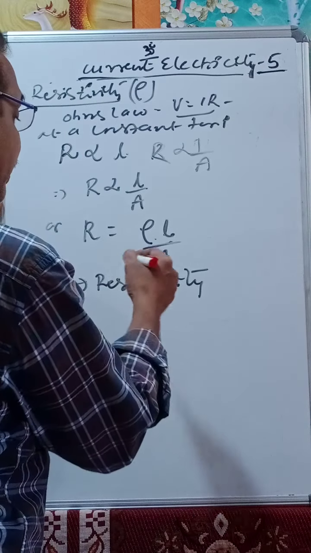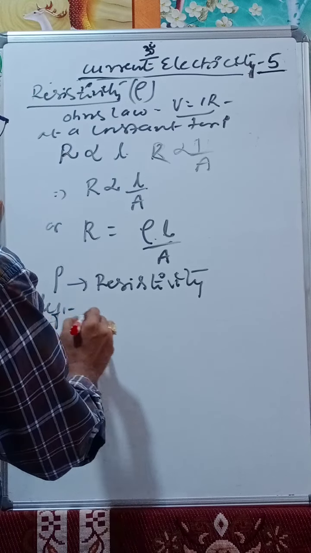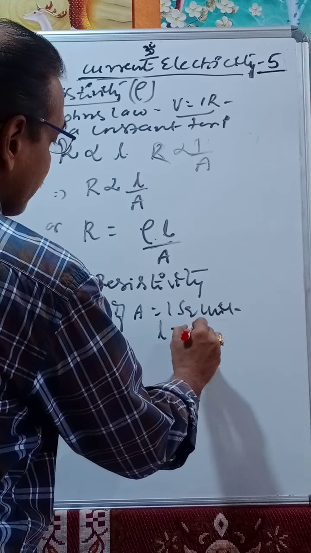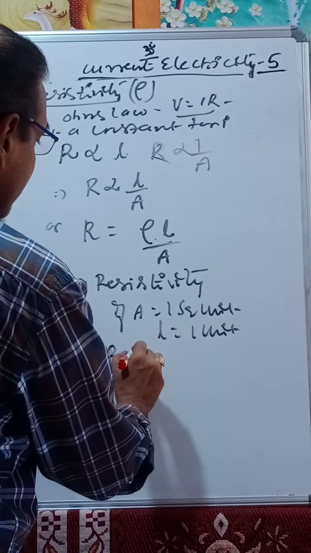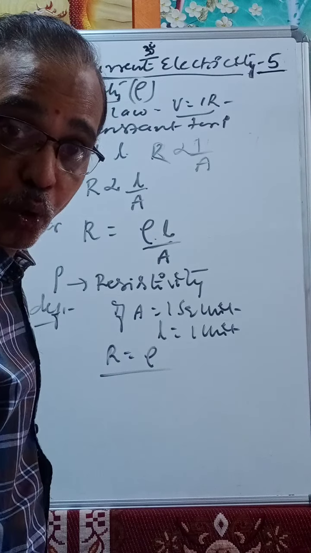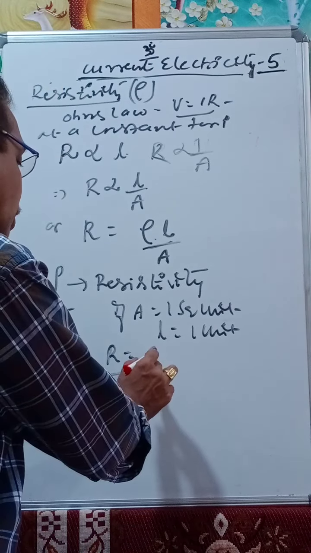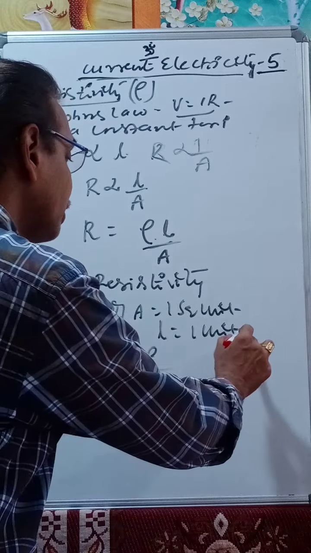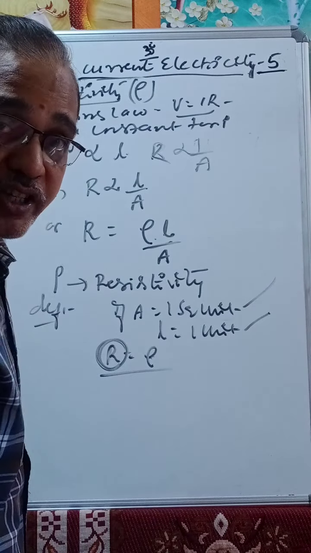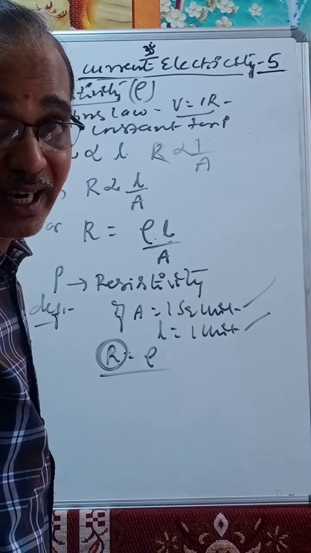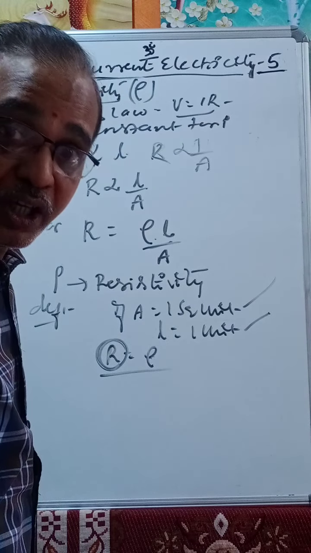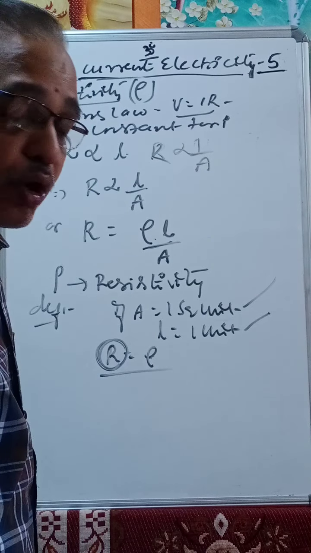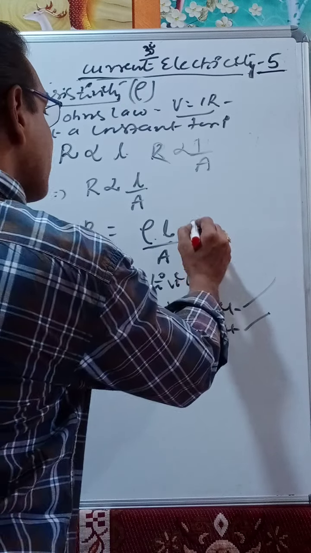Now, what are the units? And how can we define resistivity? See, if A is equal to 1 square unit and L is equal to 1 unit, then R is equal to rho. Then we can define resistivity rho as the resistance of a wire of unit length having unit cross-sectional area.